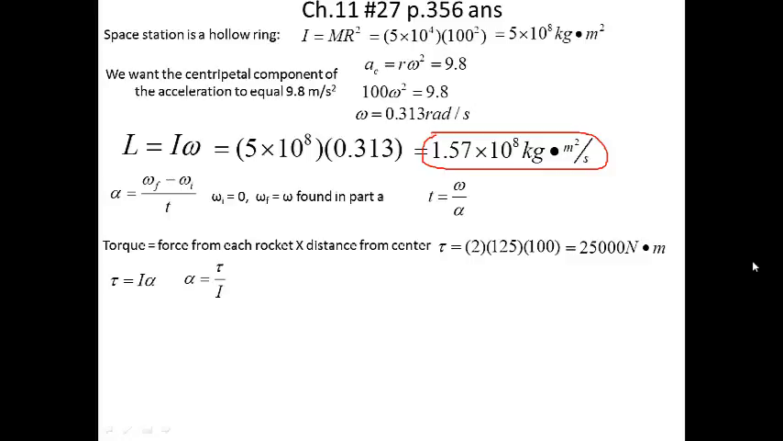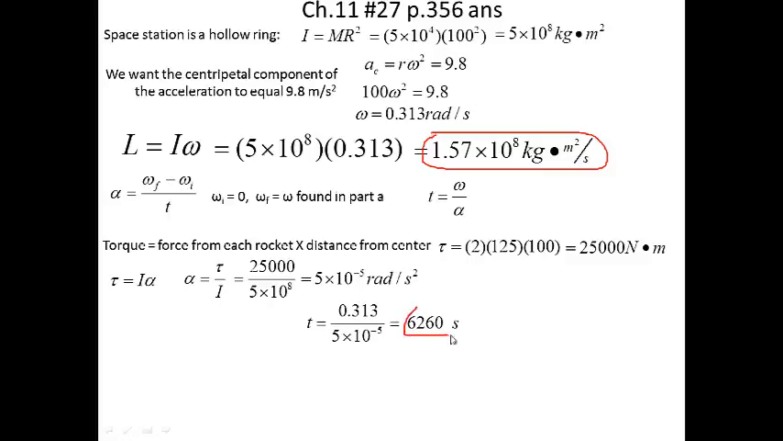Torque is equal to the moment of inertia times alpha. If you solve that for alpha, you'll get torque divided by moment of inertia. We just figured out our torque, and we got our moment of inertia from part A of the problem, so we just plug in those numbers. And we get 5 times 10 to the negative fifth radians per second squared. Then we plug in 0.313 for omega and 5 times 10 to the negative fifth for alpha, and we get that the time is equal to 6,260 seconds. So that is our answer to part B.